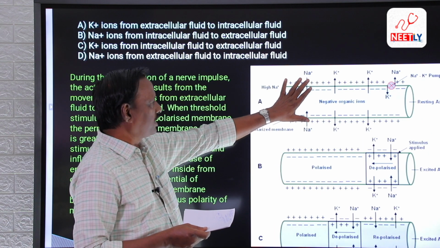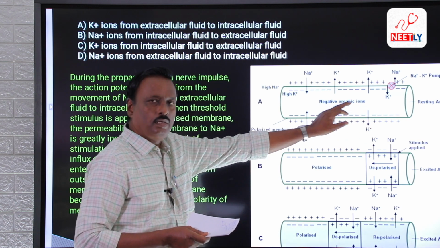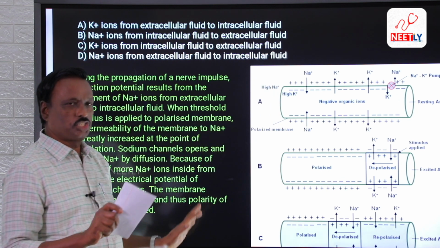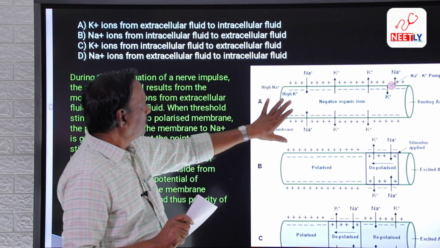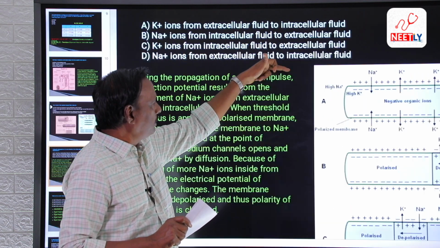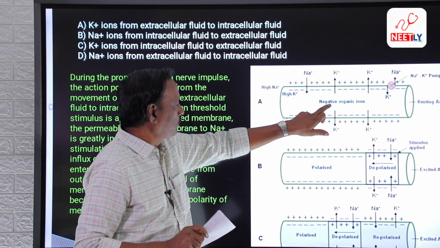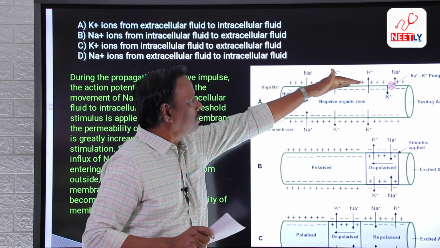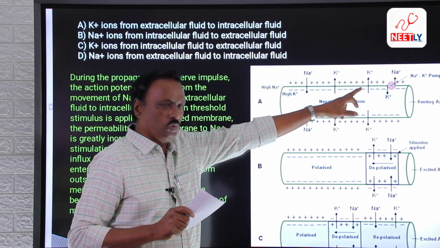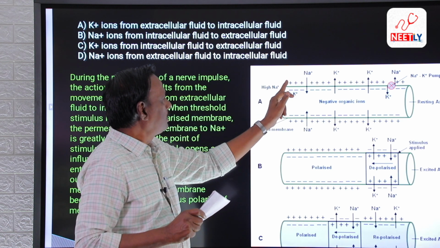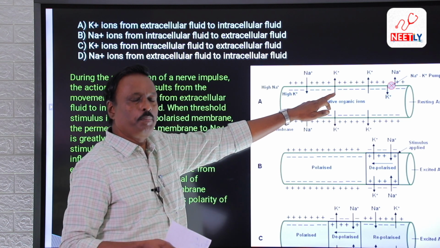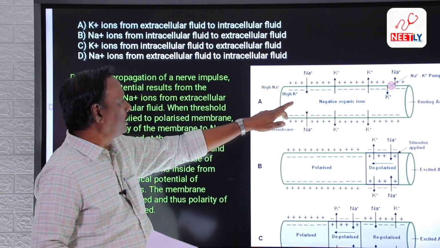So this is the resting axon. Axon is the part of the neuron. So when no impulse is given, outside is the extracellular fluid, and this is the intracellular fluid. In the extracellular fluid, there are numerous sodium ions. Externally, this layer is the neurolemma, we can call it the plasma membrane of the neural cell, known as the neurolemma.